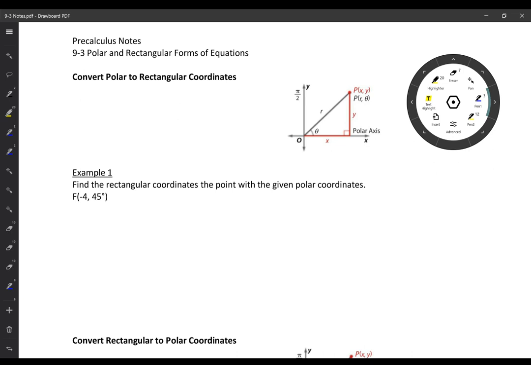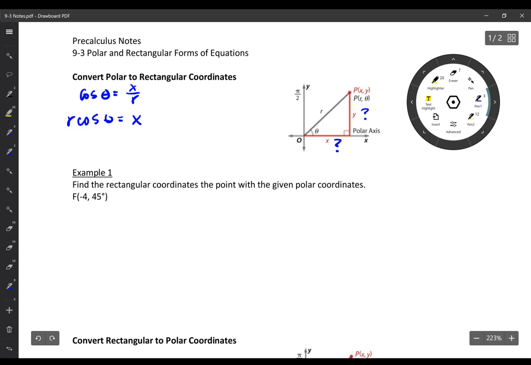That means I have r and theta, but I want to figure out my x and my y. I don't know my x and I don't know my y, but I do have r and I do have theta. For x, I could use cosine. The cosine of theta is going to be my x over my r, so x over r. If I solve that for x by multiplying both sides by r, I have r cosine theta.